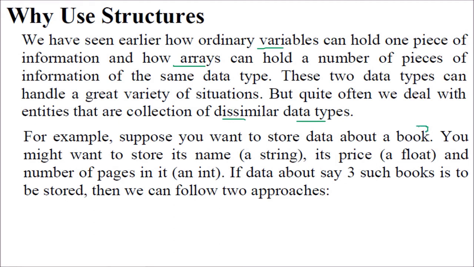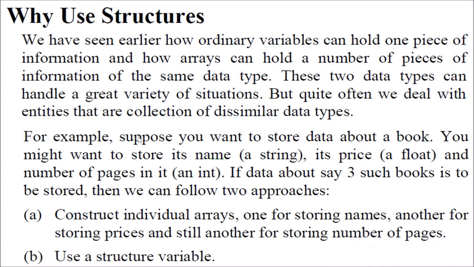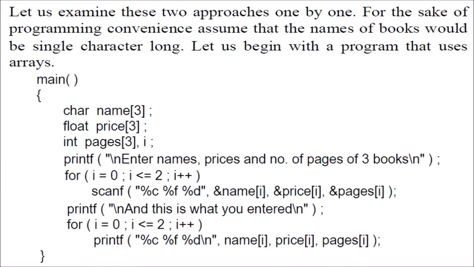Suppose we have a book and we have to store the name, the price and the pages. So we have say 3 such books. For these 3 books, we have 2 approaches. First, we can construct individual arrays, maybe one for storing names, one for prices and one for the number of pages, and the second option is to use a structure variable. So let us see these approaches one by one.